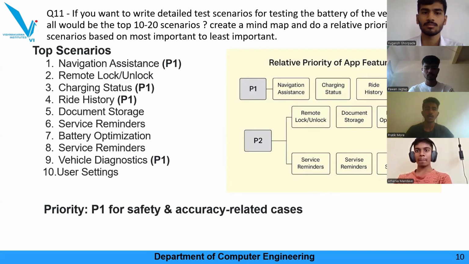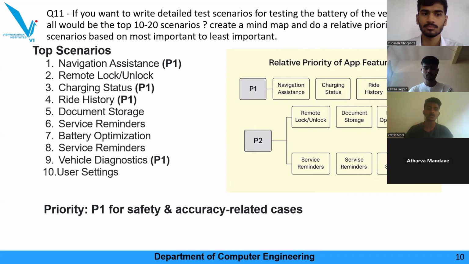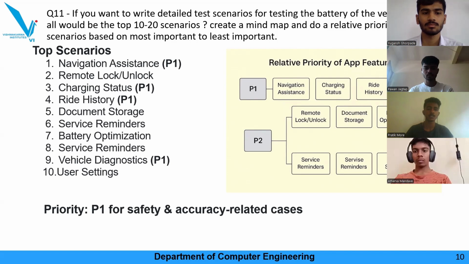Next, if you want to write detailed test scenarios for testing the battery of the vehicle, what all would be the top 10-20 scenarios? Create a mind map and do a relative priority of the test scenarios based on most important to least important. Top scenarios: navigation assistance P1, remote lock or unlock, charging status P1, ride history P1, document storage, service reminders, battery optimizations, vehicle diagnostics P1, and user settings.